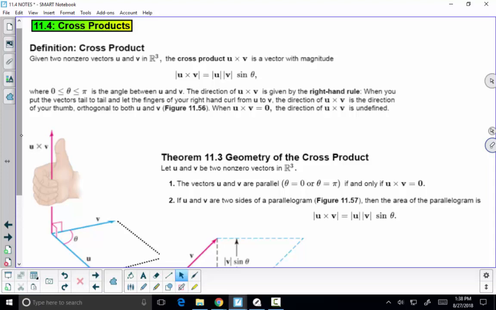This is something that we're going to refer to as a vector valued function because the output is another vector. So it's a vector valued function. The value of the function is a vector.